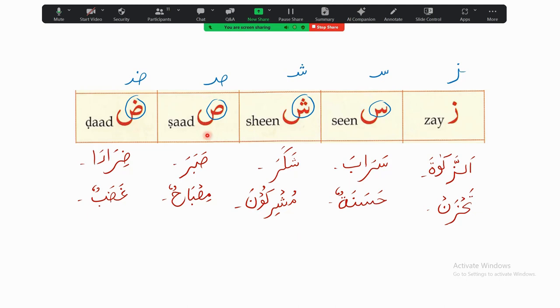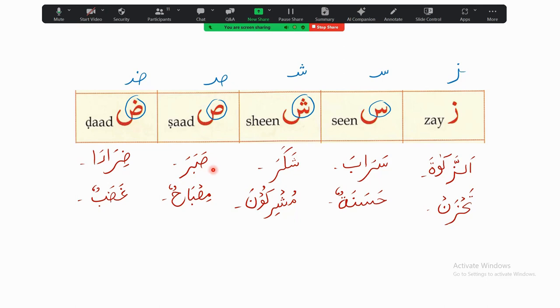The next letter is sad, the heavy form of seen letter, you can say. So for this sad again, what you do is that you cut the first part of this sad, and this is the shape you will get, and you will attach this shape at the start of the letter or when it comes in the middle like this.